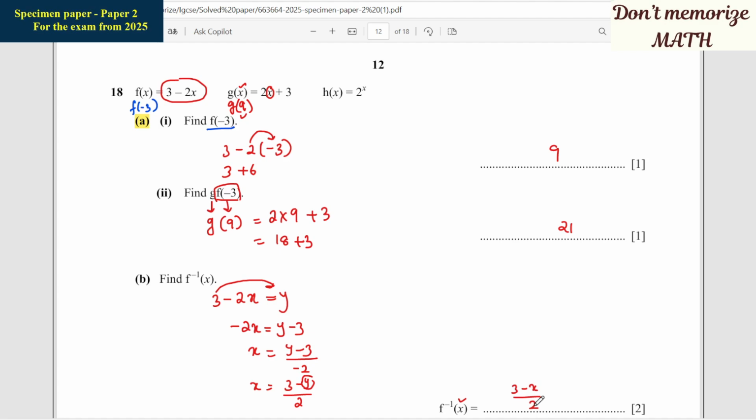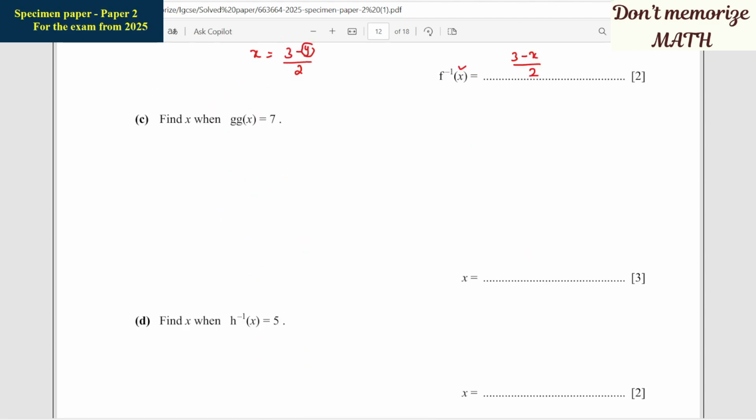So to find the inverse of any function, just take whatever function is given in the question, take it as y, then change the subject to x, then as a final answer just replace y with x. That's all. Okay, so we will move to the next question.